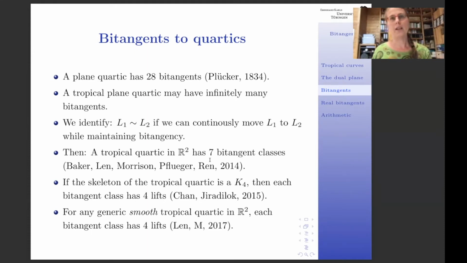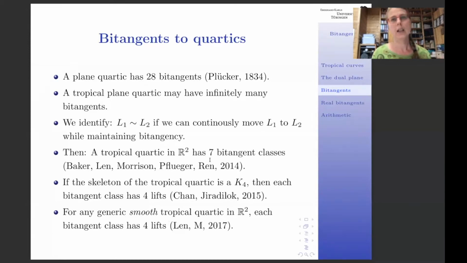7 bitangent classes. Okay, and now if we look at this example from before, I gave you one example of a bitangent class, and I told you that this one has precisely 4 lifts. And now just comparing the numbers, you would want to make the guess that every tropical bitangent class has precisely 4 lifts, because then 7 times 4 gives you your 28 and everything works out. And the good news is the world is exactly that nice.